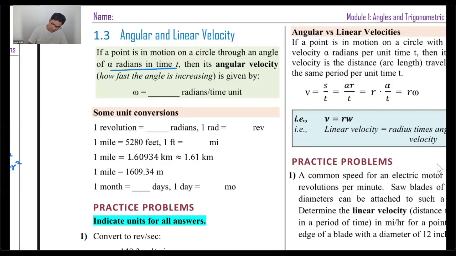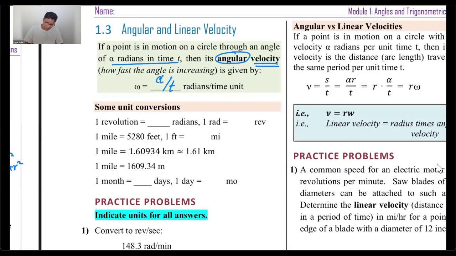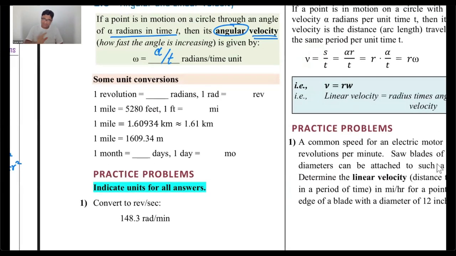Then the angular velocity. Okay. The angular velocity of that object is given by, it is covering angle alpha in time t, right? So alpha divided by t, radians per unit time. Maybe I should write that alpha a little better. Alpha over t, radians per unit time. Okay, that is basically the definition of what an angular velocity is.